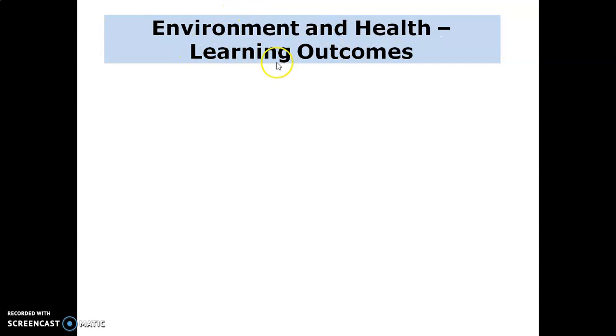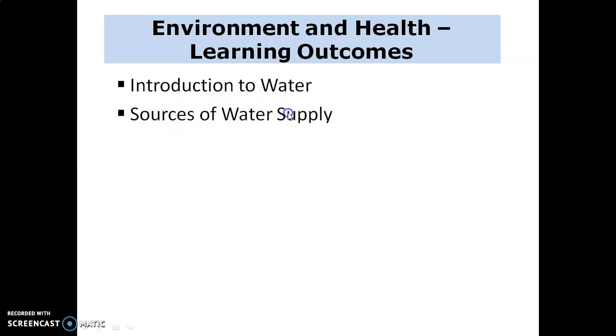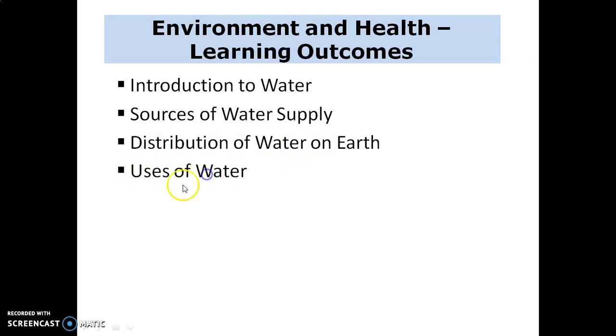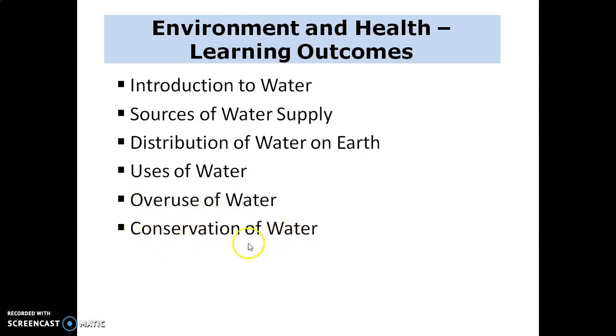So, environment and health. The learning outcomes are introduction to water, sources of water supply, distribution of water on earth, uses of water, overuse of water and conservation of water.